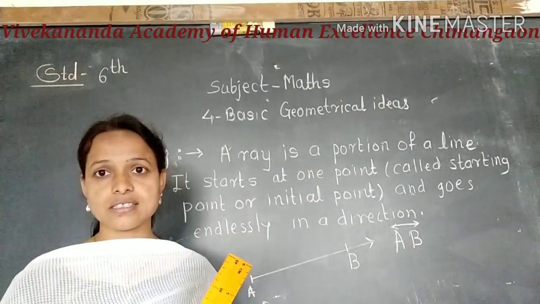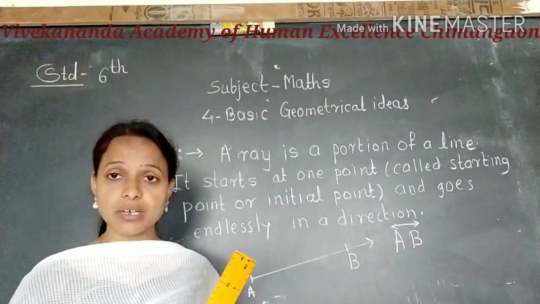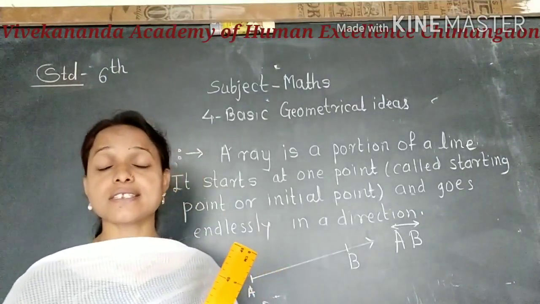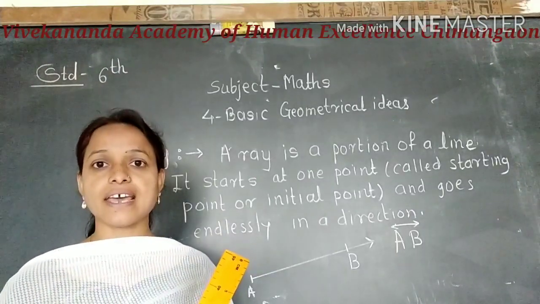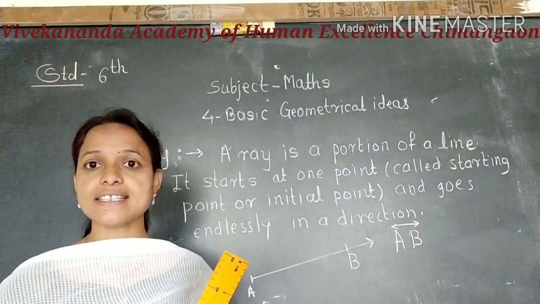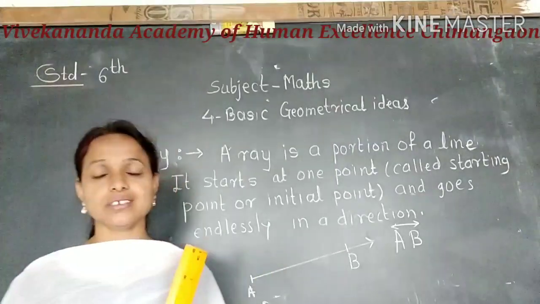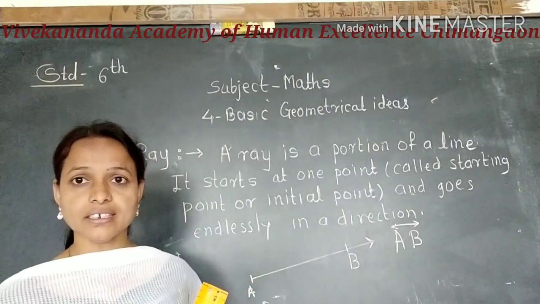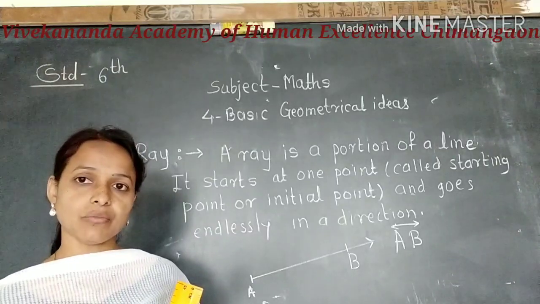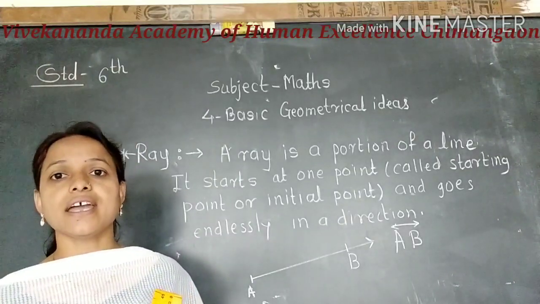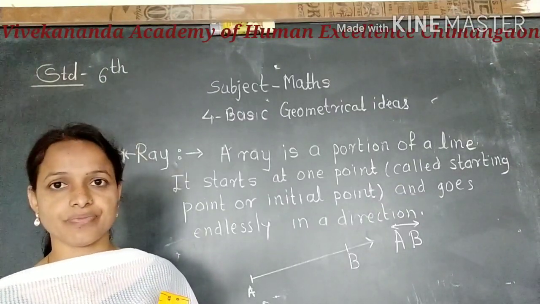It starts at one point. We call it the starting point or initial point. And it goes endlessly in a direction. See student, a ray is a portion of a line and it starts at a point. We call it a starting point or initial point, and it goes endlessly in a direction.